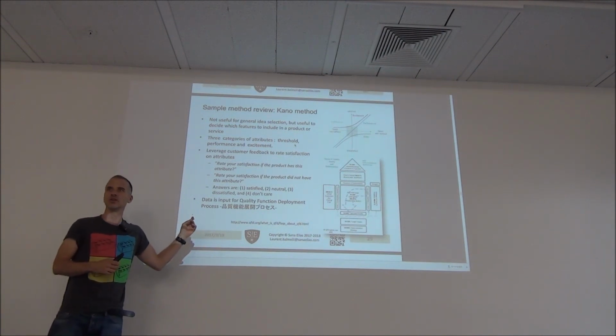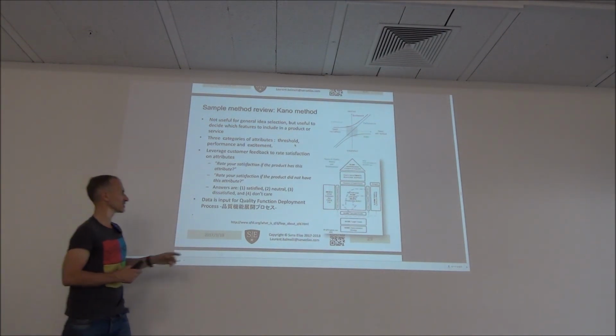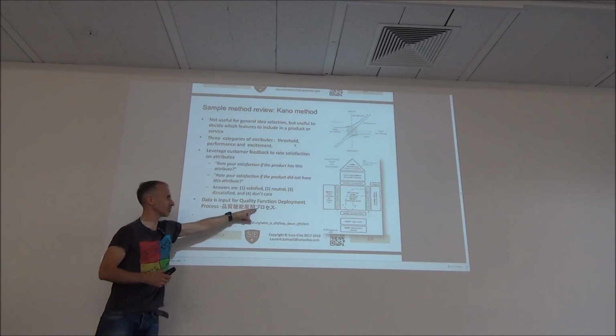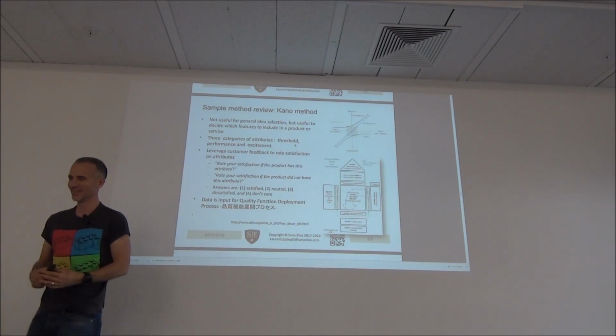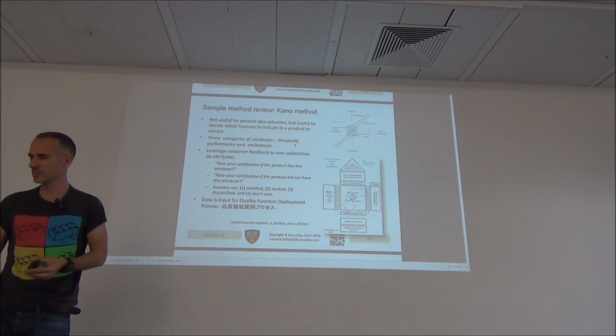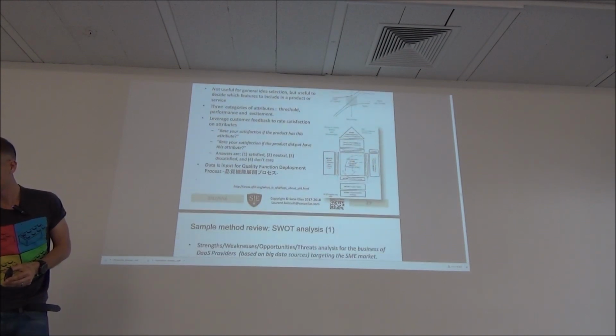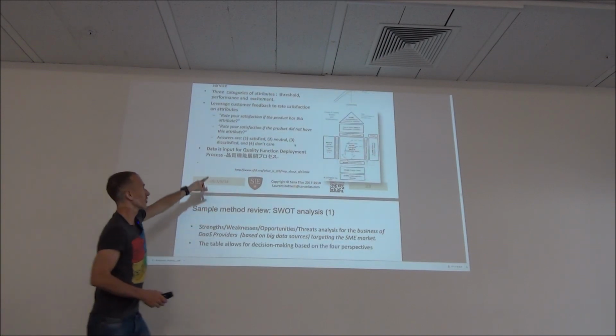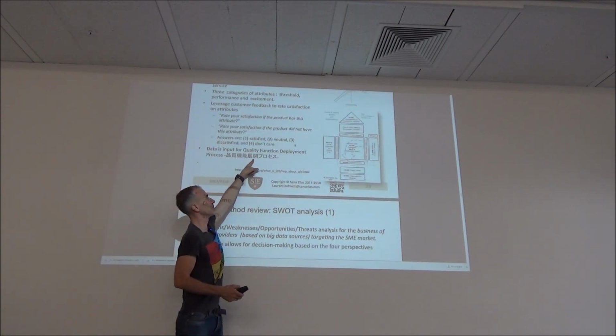Anybody can read that? No. Okay. It's pronounced 品質機能展開プロセス. People use that in Japan typically for this. Basically, this means quality of the product, function, and deployment.